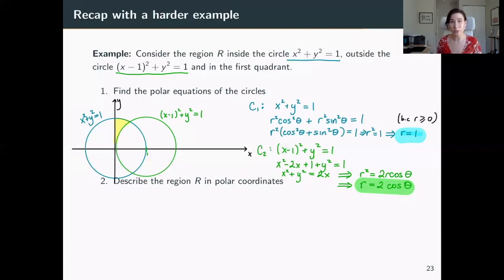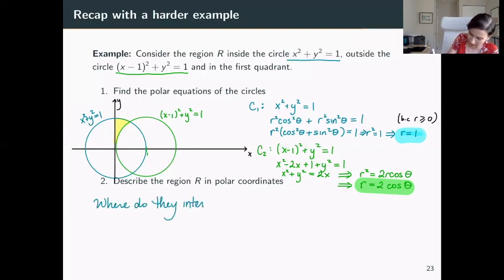And in order to do that, we need to figure out the point of intersection, because essentially I'm looking at the little slices in this highlighted region. And we're going to be doing that for certain values of theta. So the question here is, where do they intersect? And this can be figured out algebraically.